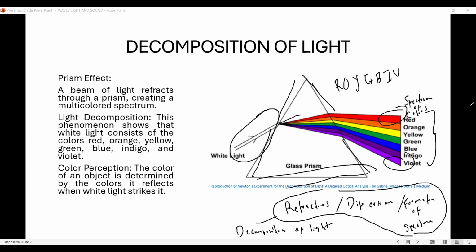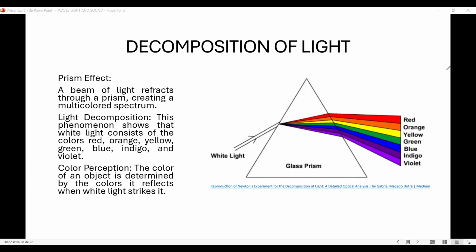All right, let's see what's next. This is the same way we can form rainbows. If you replace the prism with droplets of water, and you replace the white light with the sun, which gives off white light, you will observe something similar. The light will be bent.